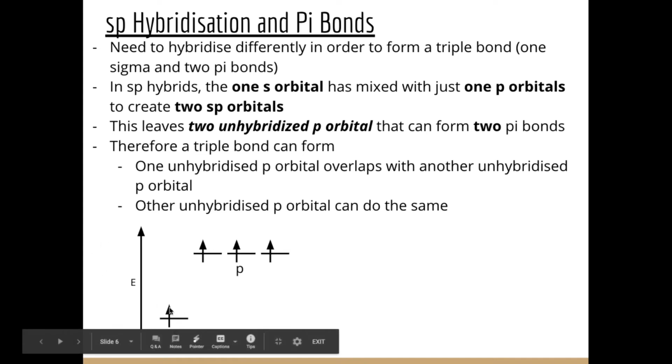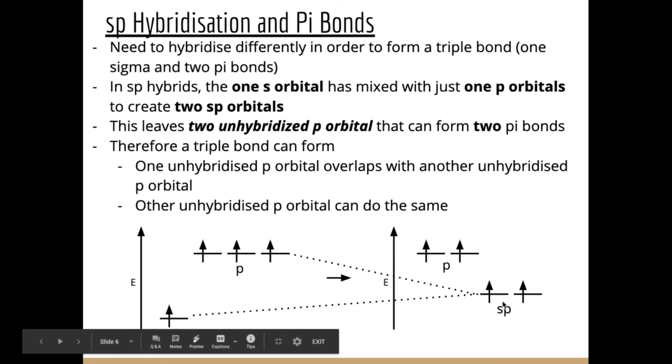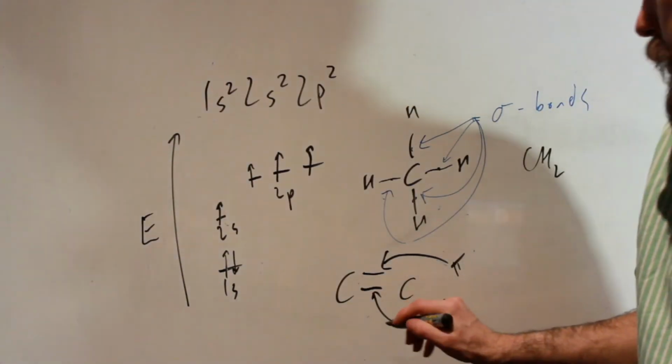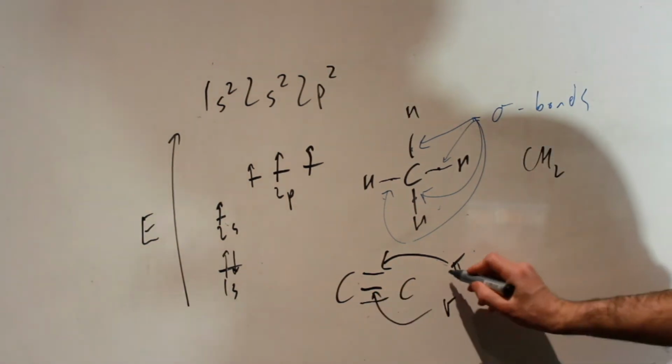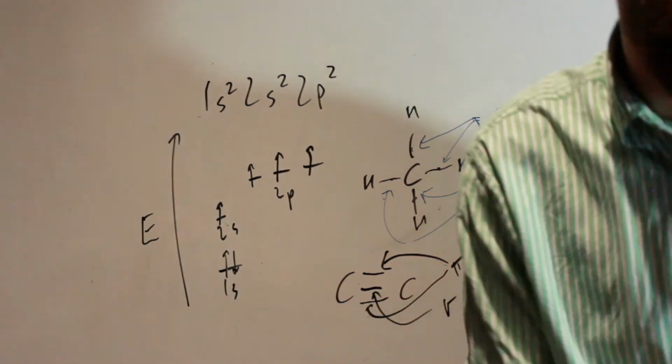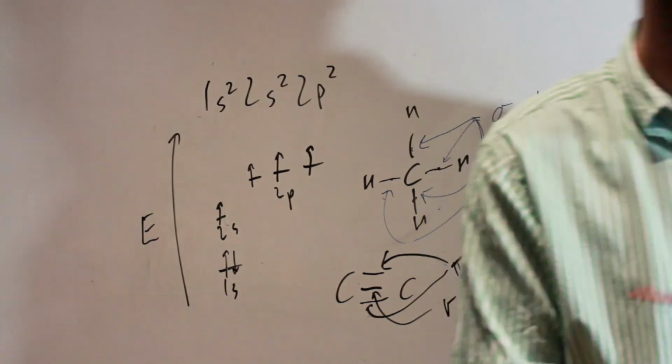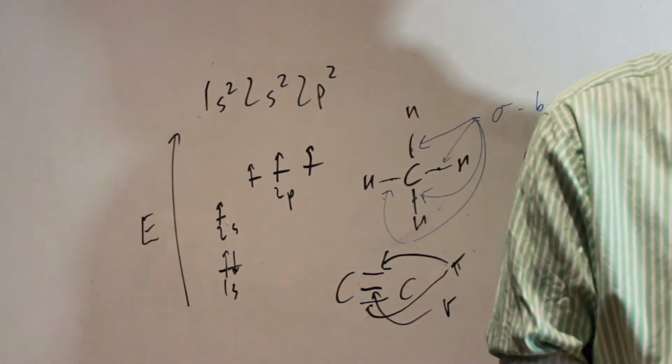If we sp hybridize, we mix the s with one of the p to get two sp hybrids, and we leave two unhybridized p orbitals staying the same as they were before. So this would be in the case where we've got a C triple bond C. Now we've got one sigma and two pi. This would look like this for sp hybridization.